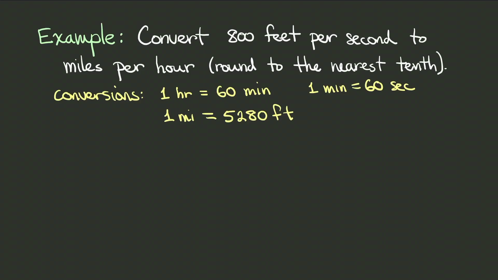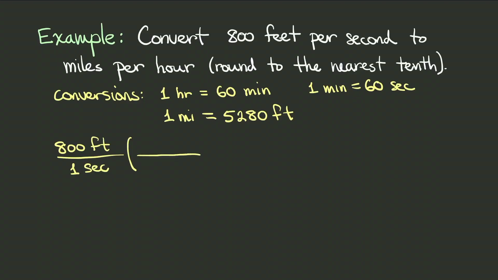Okay, so we have 800 feet that we're starting out with per second. So I'm going to write that as over 1 second. This is a ratio, so I can write a ratio as a fraction. And now I'm going to start multiplying by ratios from my unit conversions to switch from feet to miles, and then to switch from seconds to hours. We have to do this carefully. Let's switch from feet to miles first.